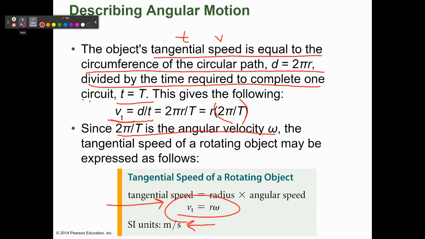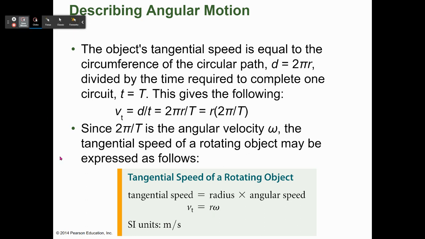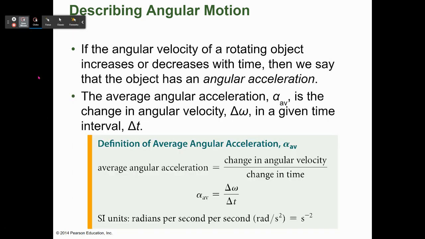Okay, so we've talked about angular displacement. We've talked about angular velocity. We now need to look at angular acceleration. So angular acceleration would be whether something that is rotating increases the speed with which it rotates or decreases the speed with which it rotates. Just like regular acceleration is whether you're increasing your speed per second or decreasing it per second.